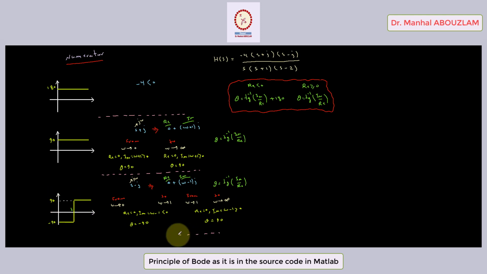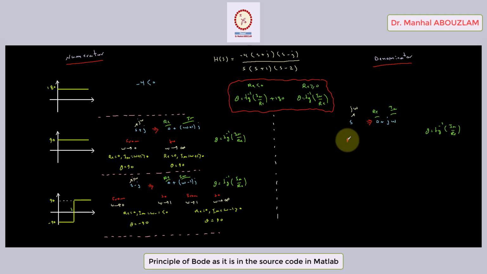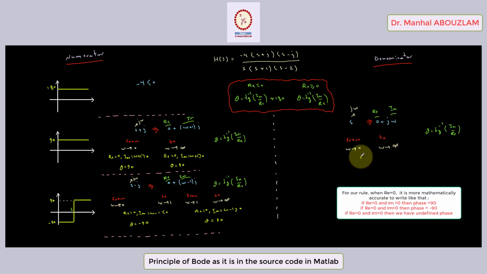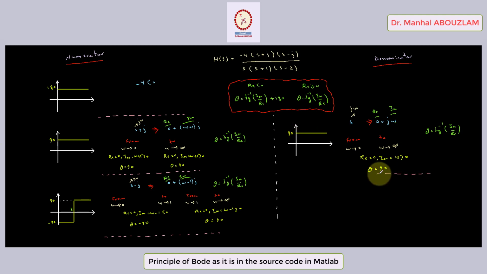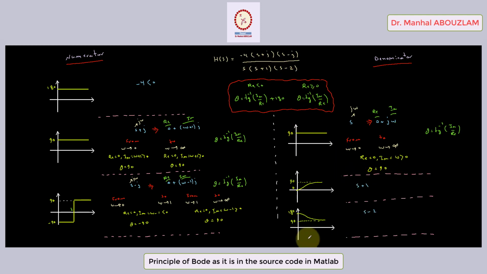Okay? Now we start with the denominator. We take this polynomial. We can observe that the real part is not strictly negative, so the phase is equal to the inverse tangent of the imaginary part over the real part. We can observe that for the frequency from 0 to infinity, the corresponding phase is equal to 90. Now we have these two polynomials that we already plotted in the first example.